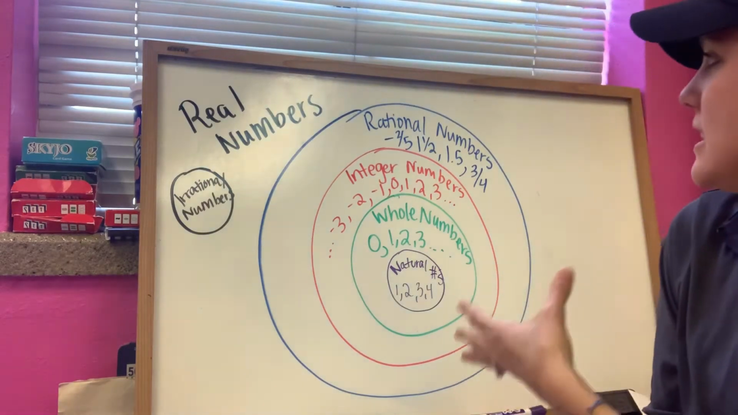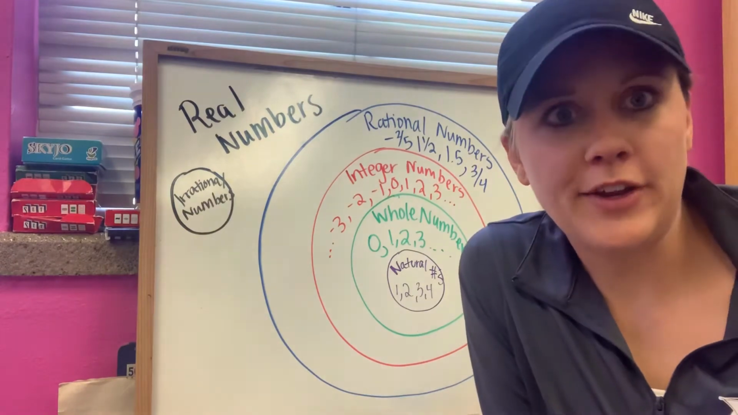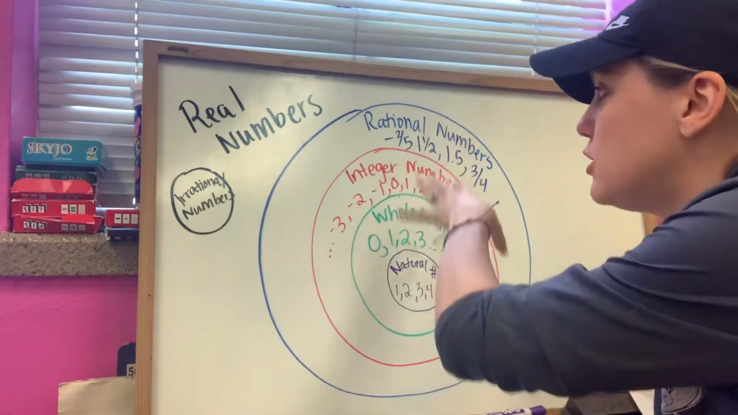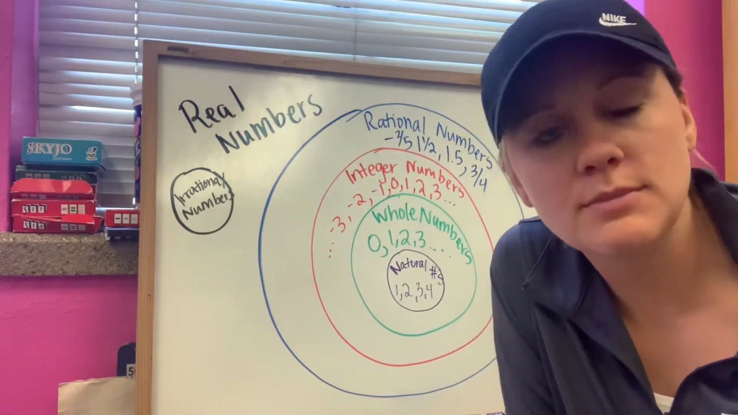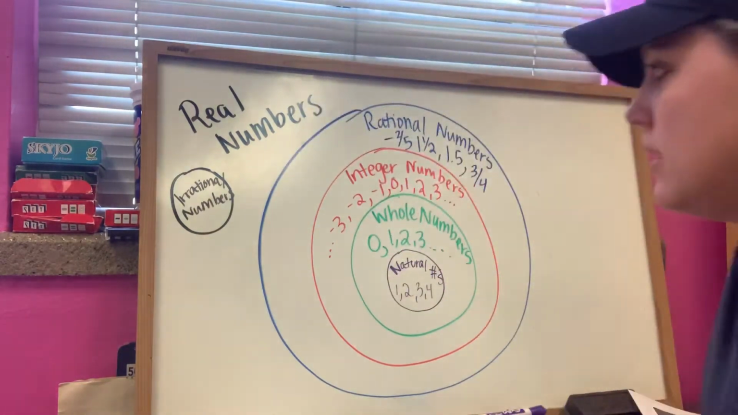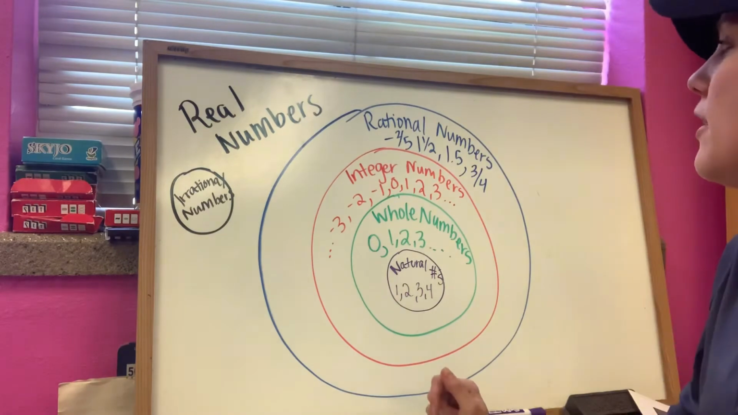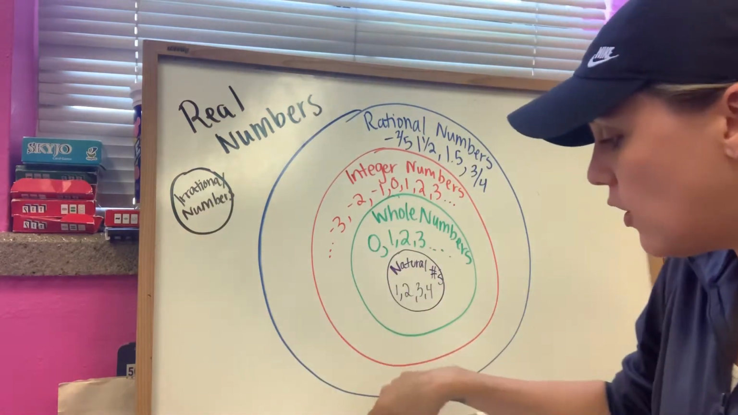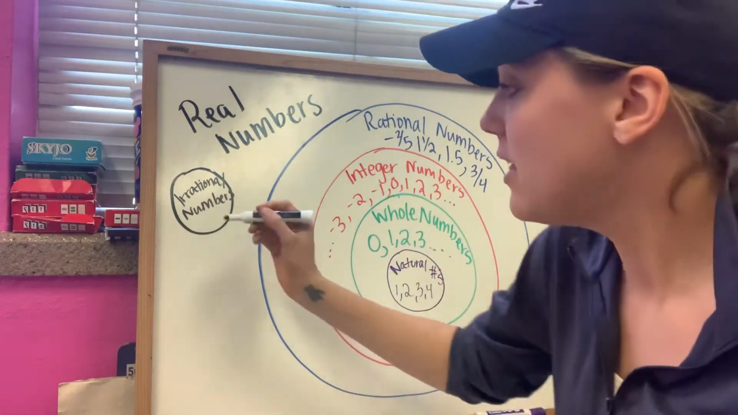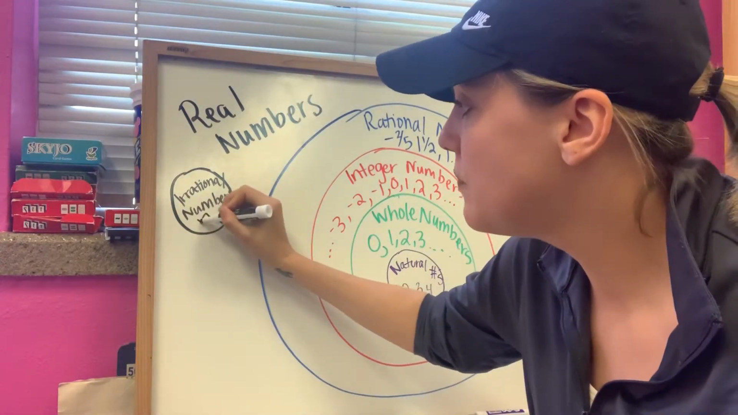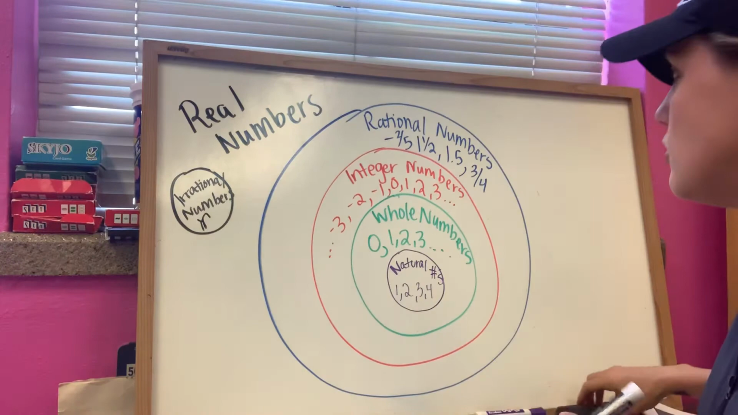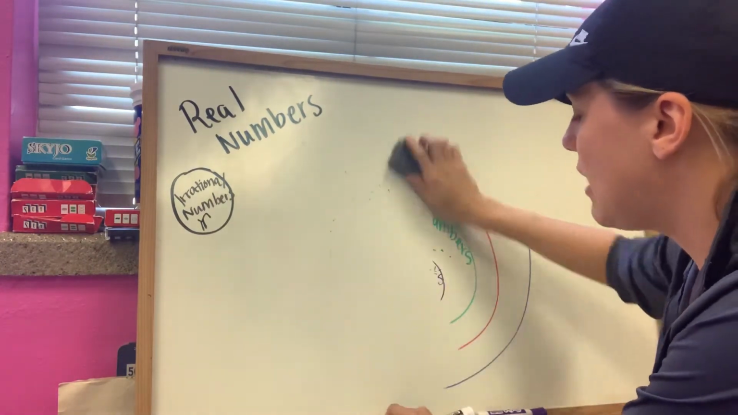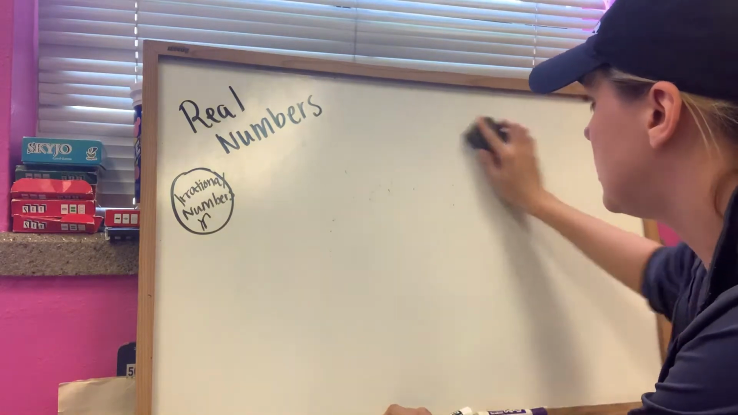So after explaining this, I'm sure you're dying to know what are irrational numbers. Irrational numbers don't include any of this stuff, so what possibly could they be? Well, irrational numbers are numbers that cannot be written in this fraction form. So that's going to be like the number pi. Pi is a number that goes on and on and on without a pattern to it. So that would be an example of an irrational number.